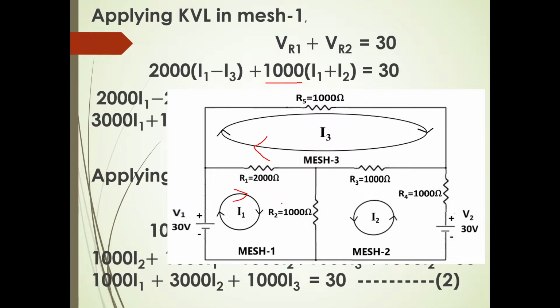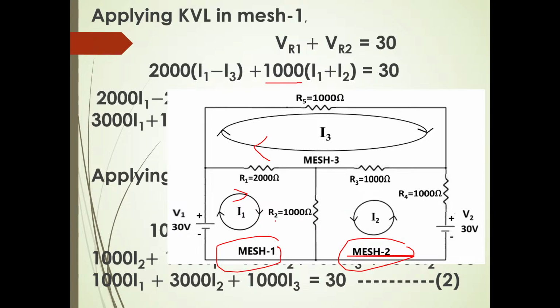So, resistance is 1000, and into what? Into current. What is the current here? Just see, R2 is between what? Mesh 1 and mesh 2. R2 is between mesh 1 and mesh 2. Both I1 current and I2 current will influence the voltage drop across this resistor R2.